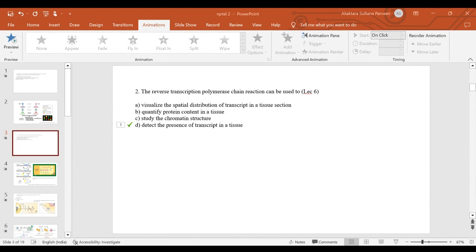Okay. And another is to quantify protein content. Definitely it's not related to protein, as it is talking about the transcript. Another is to study the chromatin structure, no way. And so the answer is to detect the presence of a transcript in a tissue. Okay. And it's not only for comparison, whether that specific transcript is present or not, that also can be checked. If you're getting the signal, then it's good.